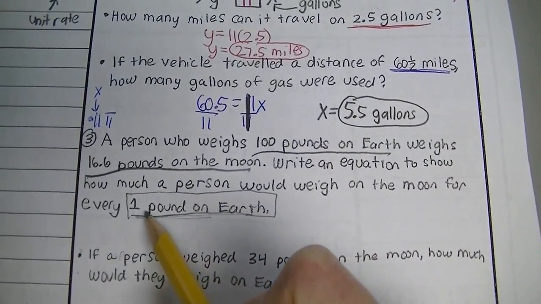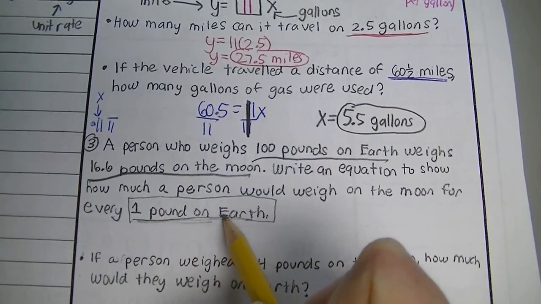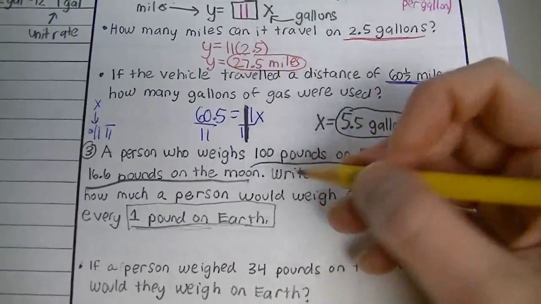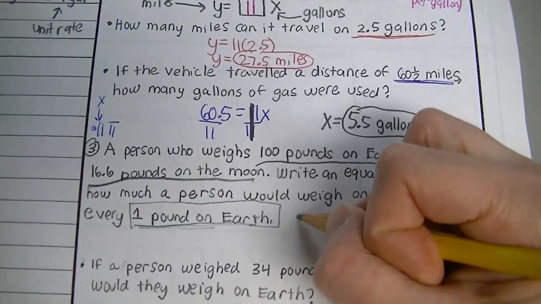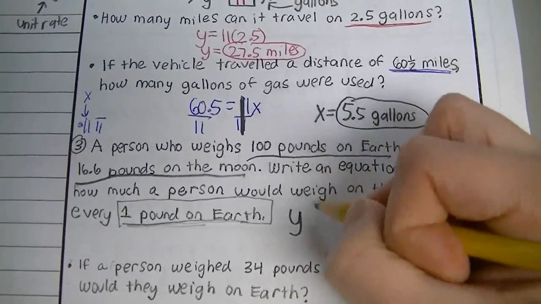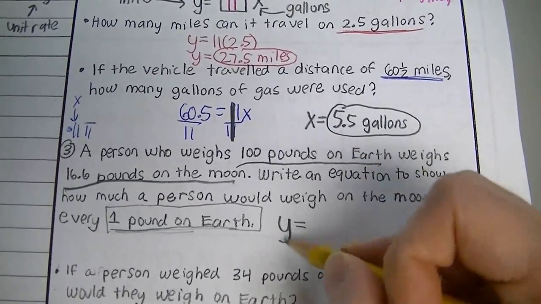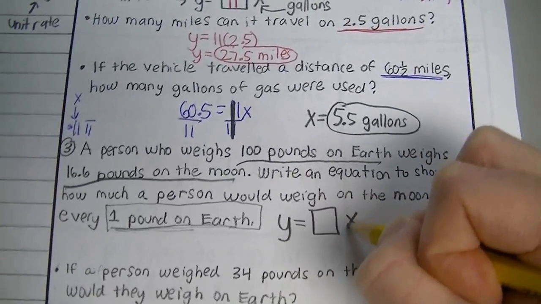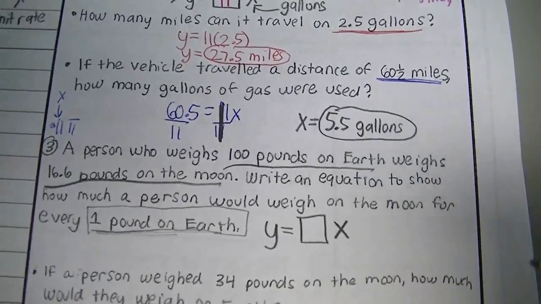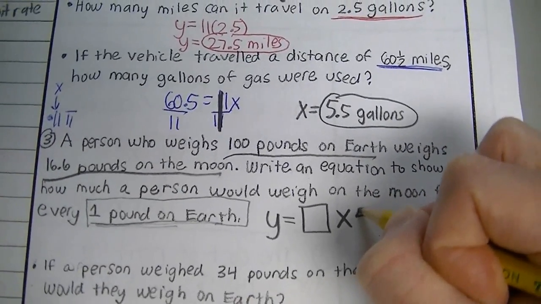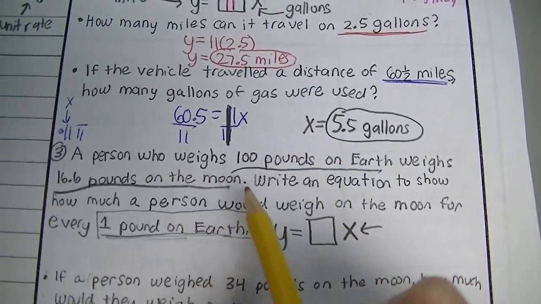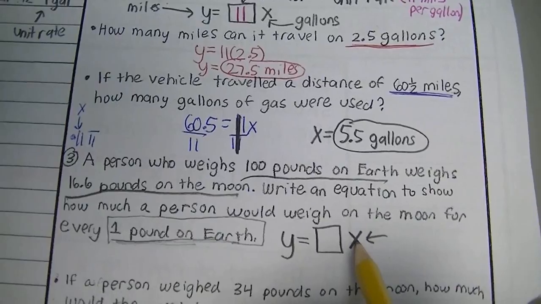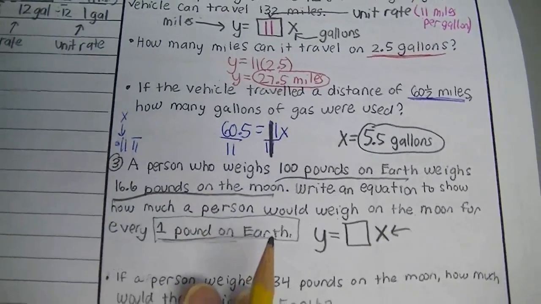So, according to this, they want pounds on Earth in the denominator, okay? So let's go ahead and set up our skeleton equation. I just call it that because there's no numbers in it yet, okay? So we're going to start with y, leave room for our unit rate, and have our independent variable x right here. And that x, the independent variable, is representing, oh, it doesn't say yet. Well, we'll come back to that later, okay? Use what you do know, though.